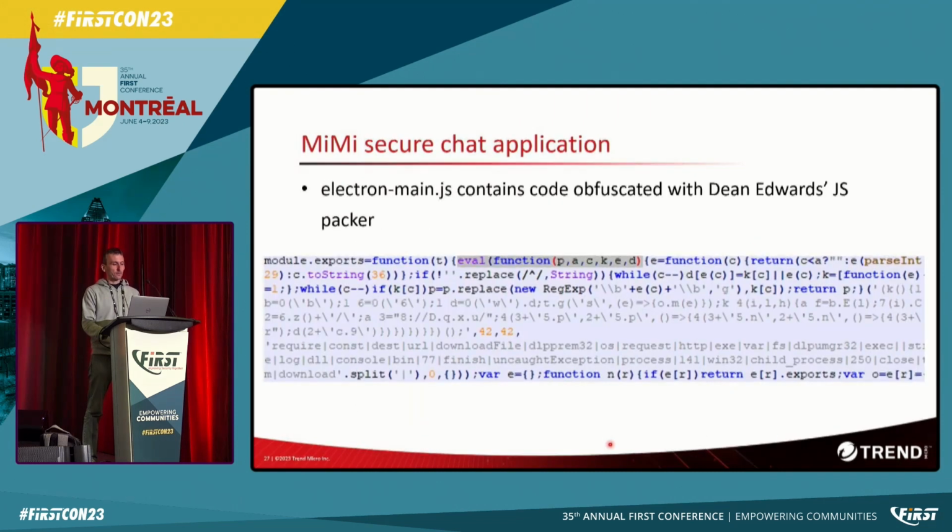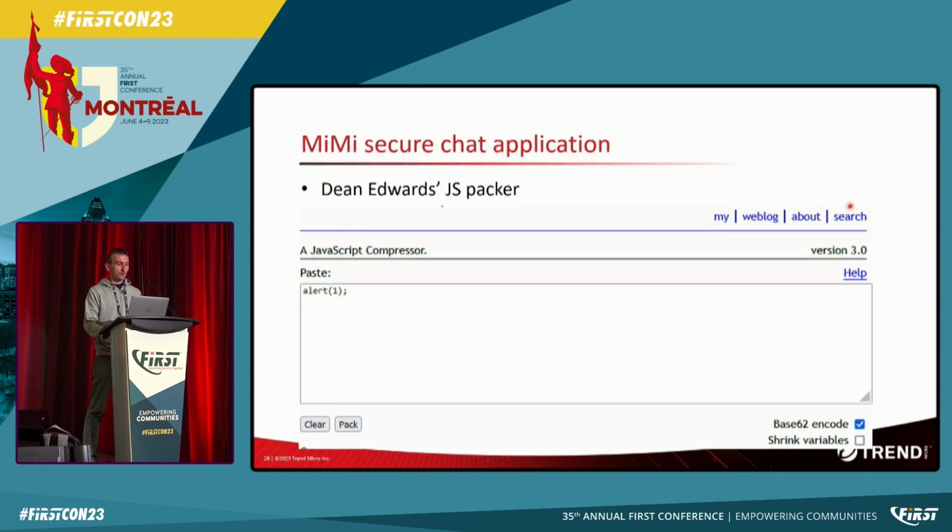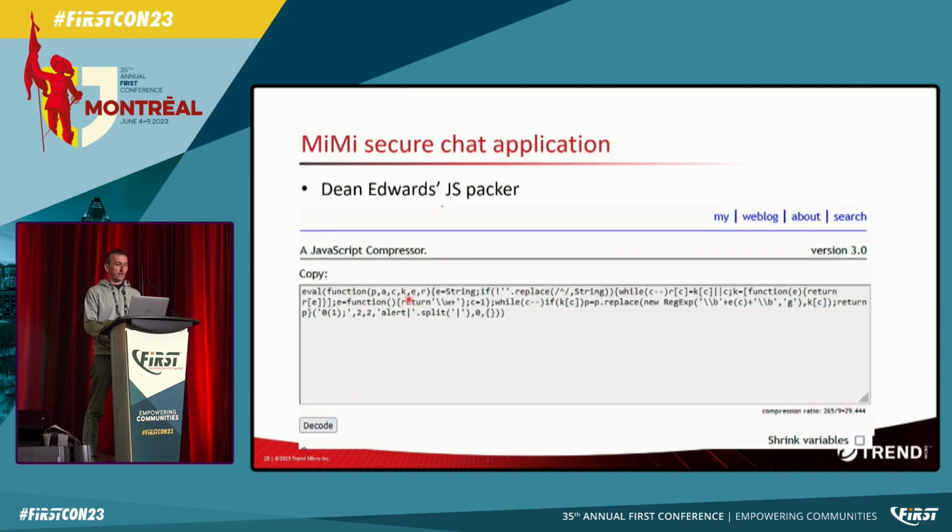And inside of this file, we noticed this kind of code started with the eval function packed, which is the marker of Dean Edwards' JavaScript packer. So this is the packer, which has an online tool for compressing your code. You can enter very simple code, click on pack. After packing, you get an obfuscated version of your code.